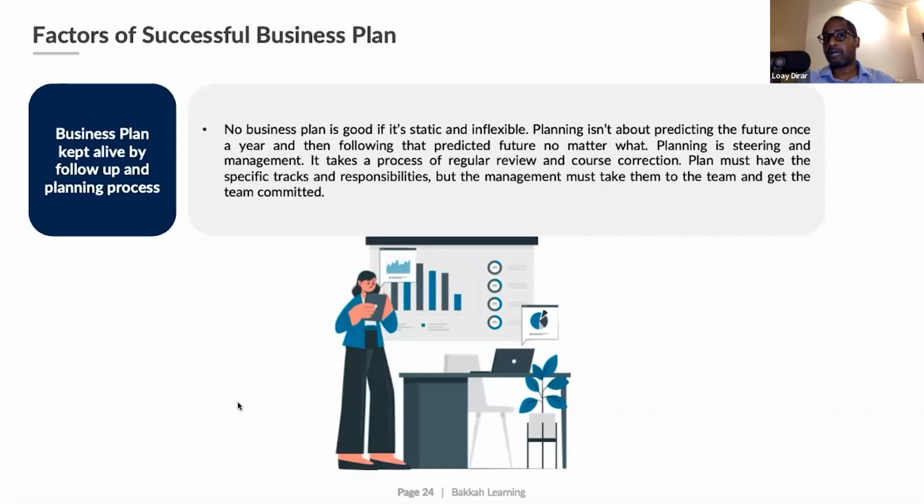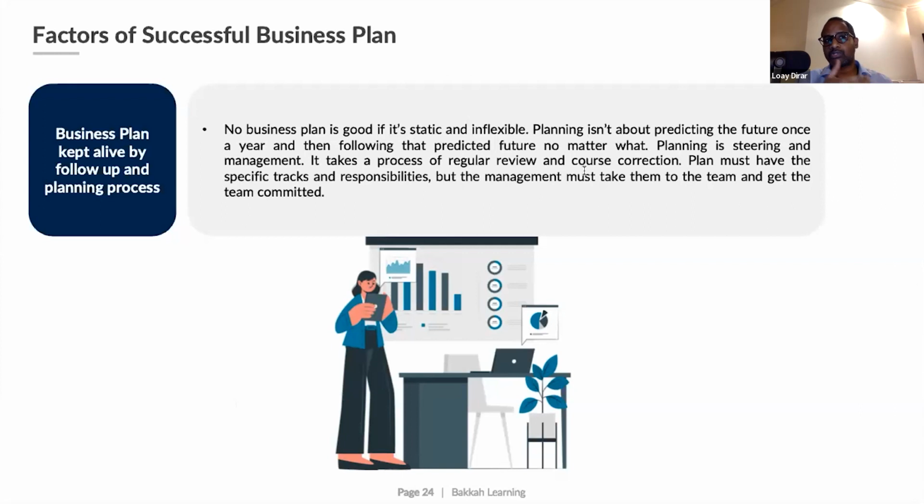Another factor is that the business plan is kept up to date. It's a document that has to be kept up to date. This is why it's treated as more of a live document. What I mean by live document is that a business case must always be updated in order to reflect what's going on. If the business case is not updated, definitely it's going to get easily outdated, and this in turn will affect one of the main purposes of developing a business plan, because a business plan gives you the right reasons why we're going to invest in this idea. Once it loses its viability and gets outdated, definitely it's not going to give you accurate or the right information. So no business plan is good if it's static and inflexible; it has to always be updated with actual information. Planning isn't about predicting the future once a year and then following that predicted future.